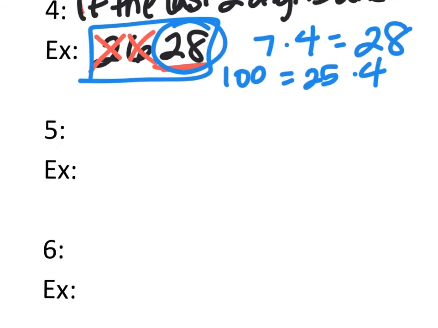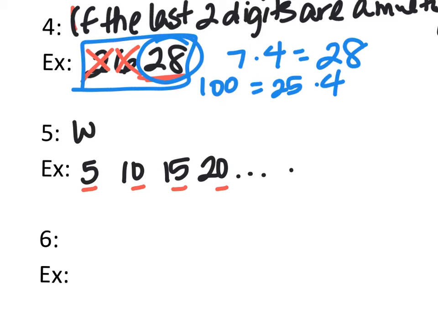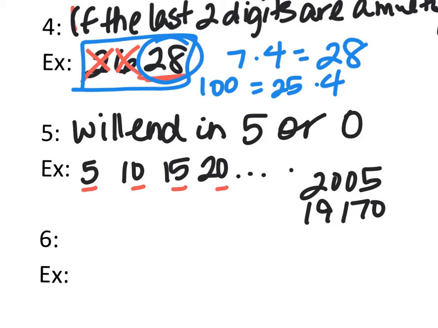Okay, 5 is the easy one. 5s, if you think about counting by 5s, right? Count 5, 10, 15, 20, right? And keep on going. Well, what do all of those have in common? End in a 5, end in a 0. So all multiples of 5 will end in 5 or 0, always. So 2005, 19,170, those are all multiples of 5.